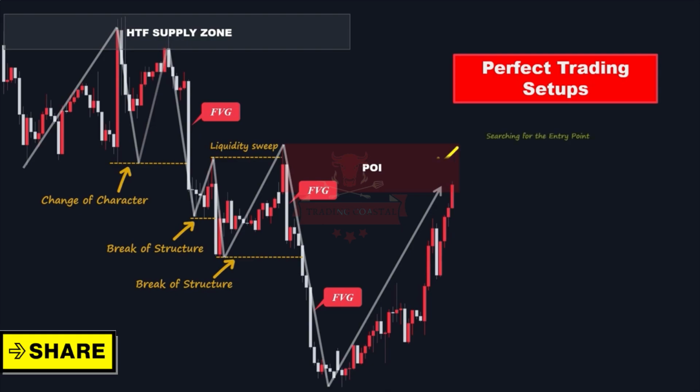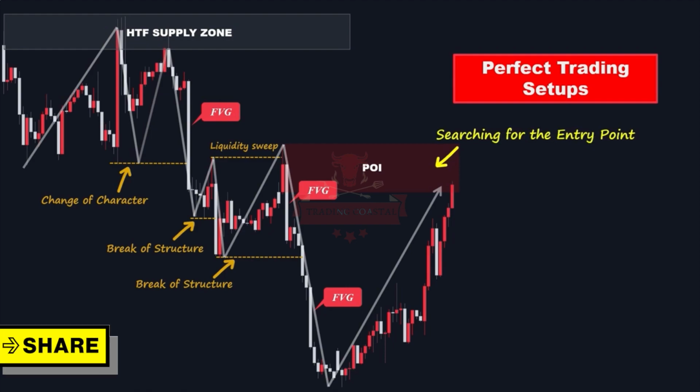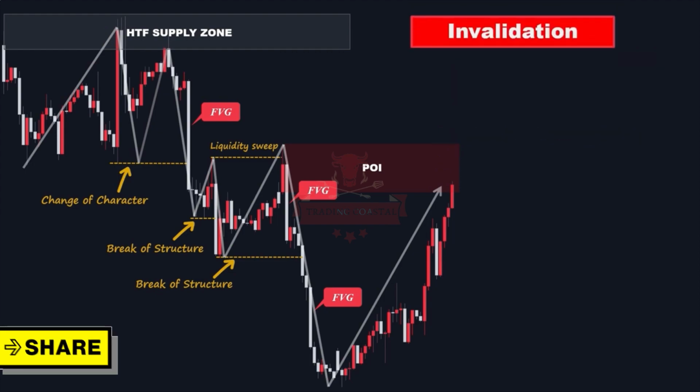What we're doing next is searching for an entry point and, most importantly, getting involved in the market. Before executing any trade, it's crucial to consider a key factor: invalidation. We need to be mindful of the elements and conditions that could invalidate our trading setups, potentially resulting in a losing trade. This applies to all our trading setups, even those that appear perfect and highly probable.